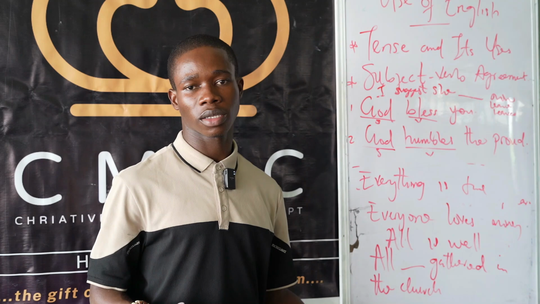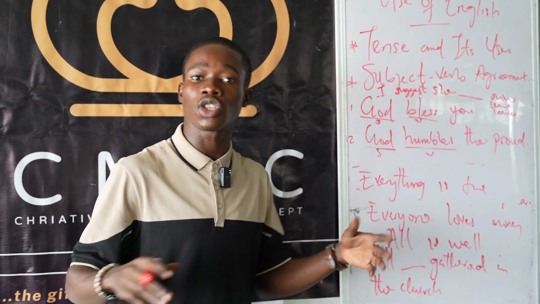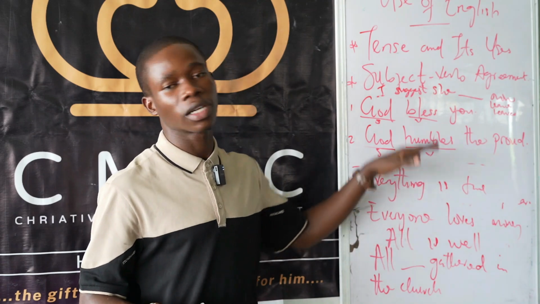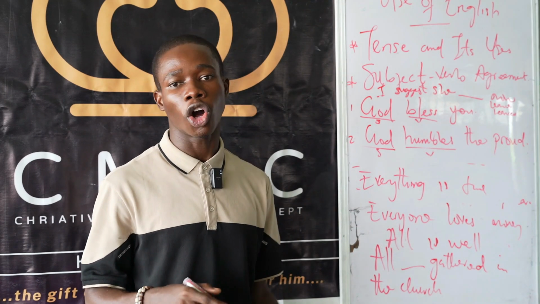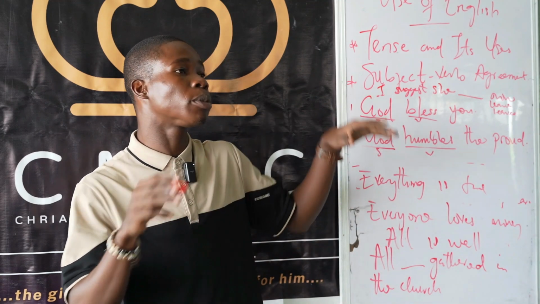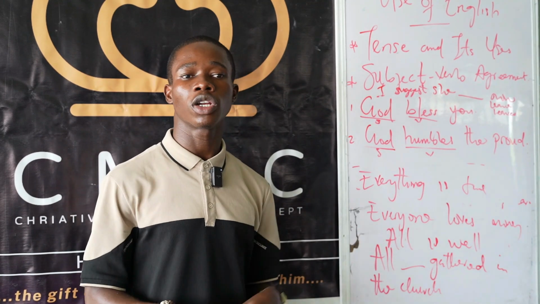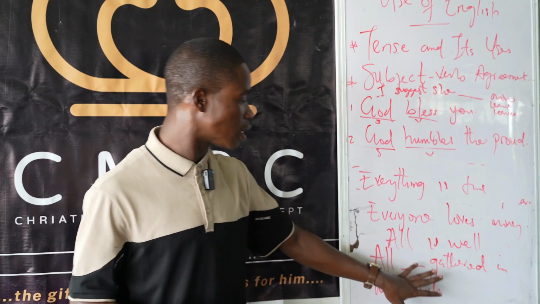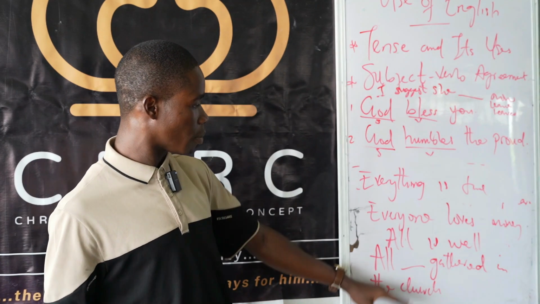What would your answer be? Definitely, because all here means all the people. So the answer is all have gathered in the church. So all here, when it is used to mean all the people, you use a plural verb. When all is used to mean everything, you use a singular verb for that. So that's basically about all of this.